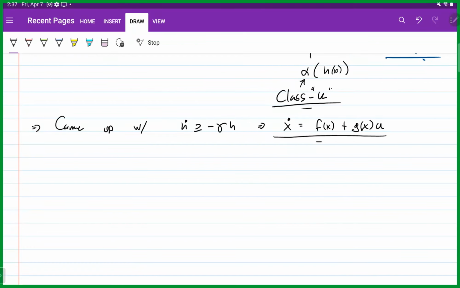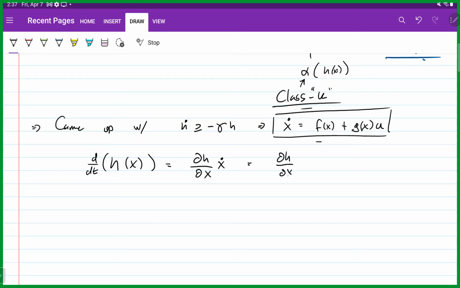All right. So what we're going to do now is we're going to try and take the derivative of this function h of x, right? So if we have h of x, we want to take d dt of h of x. What do we do? What's this equal to? Chain rule, right? So we're going to take dh dx, and then we're going to multiply that by dx dt, or x dot, right? But for x dot, we can go ahead and substitute in our system dynamics over here, right? So that's equal to dh dx times f of x plus g of x times u, okay?